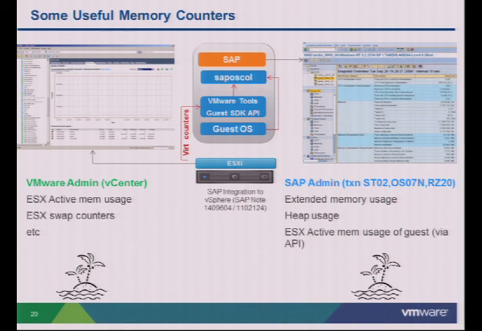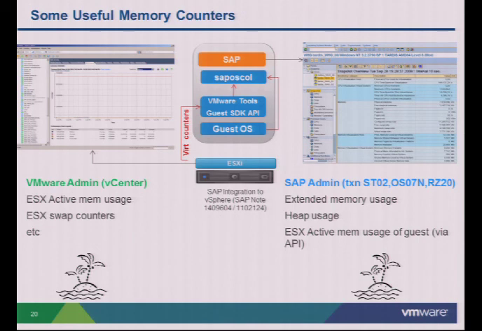But the life of the SAP admin is looking a bit better because they have access to their traditional counters to monitor the heap and extended memory, which I talked about in the previous slide. But they now have the ability to look at ESX active memory usage as well, and they can correlate the two. Unfortunately, from the VMware admin side, you don't have access to see what the SAP admin is seeing. But we're going to come to that. vCenter Operations will help you on that, and that's where I'm going towards.